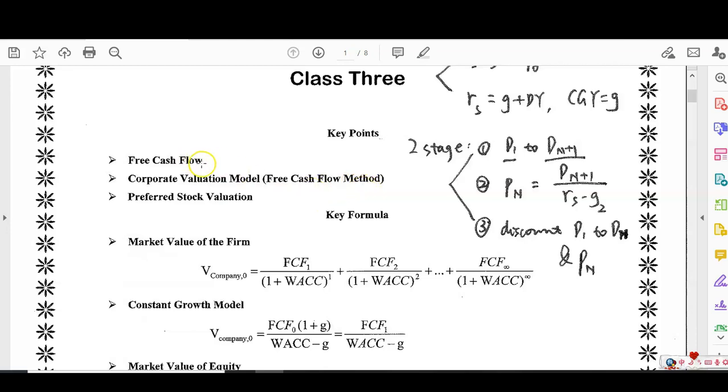Okay, and we're going to talk about free cash flow in this class as well. For the dividend discount model and corporate valuation model, these two models are for evaluating the stock price of common stocks. At the end of this lecture, we're going to talk about how to evaluate preferred stock, which is a little bit different from common stock, and its characteristic is in between bond and common stock.